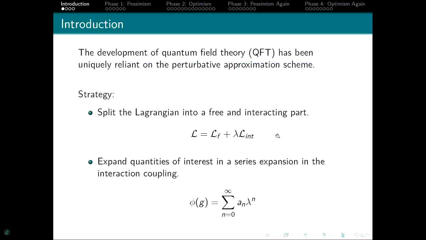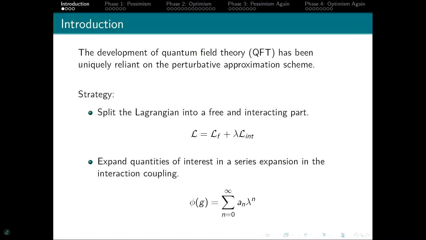So, the background here is this perturbative approach to quantum field theory. This is a particular approach to trying to describe interactions in quantum field theory that the theory has been sort of uniquely reliant on throughout its history.